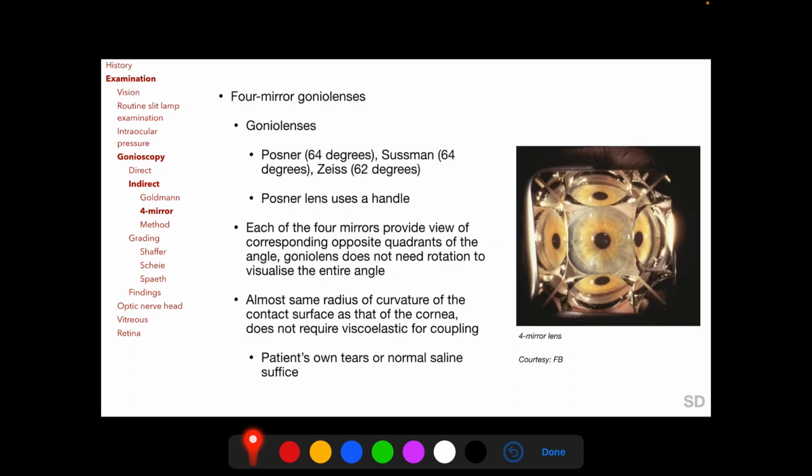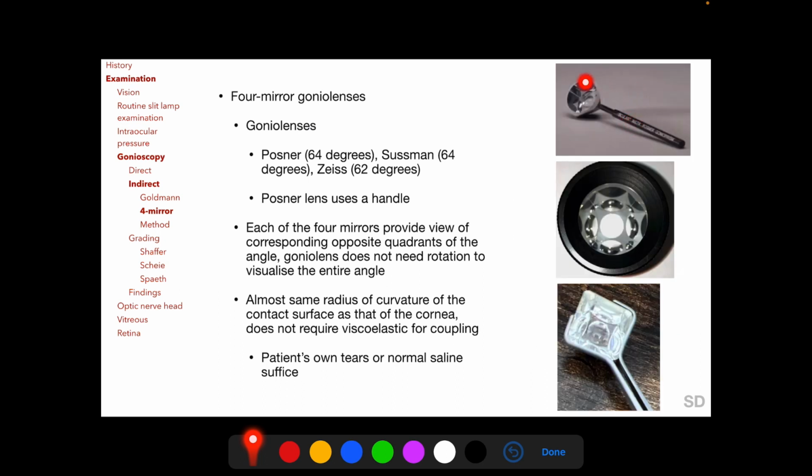Indirect gonioscopy can also be done with the 4-mirror gonio lenses as shown here in this photograph. Among the 4-mirror gonio lenses, we have the Posner, as shown here, which has a handle, the Sussman, as shown here, and the Zeiss, as shown here, which has an optional handle. Unlike the Goldmann lens, each of the 4 mirrors of the 4-mirror gonio lenses provides view of the corresponding opposite quadrant of the anterior chamber angle. So 4-mirror gonio lenses do not require rotation to visualize the entire anterior chamber angle.